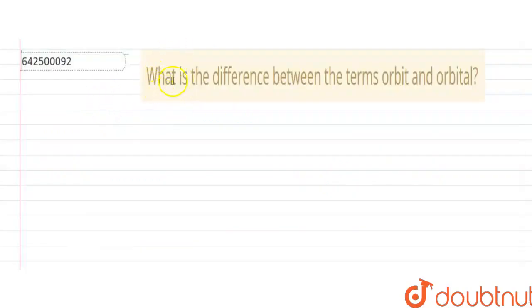Okay, so hello everyone. Now this question says, what is the difference between the terms orbit and orbital? So let us begin with the solution. So we will draw this question in tabular form. Let me write orbits over here and orbital over here. First of all, let us start with orbits.